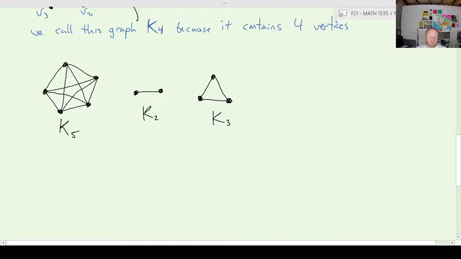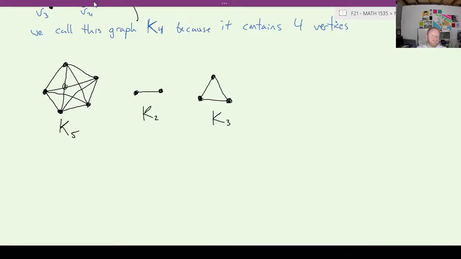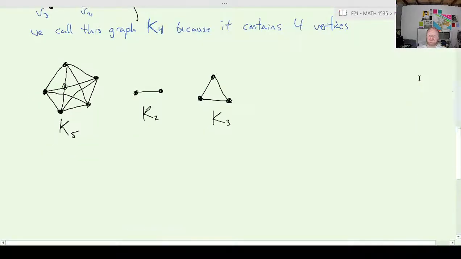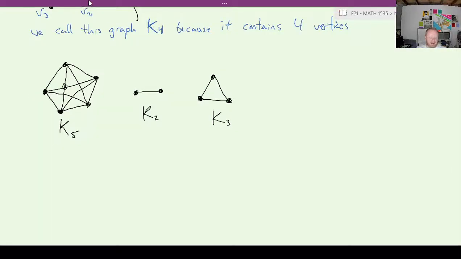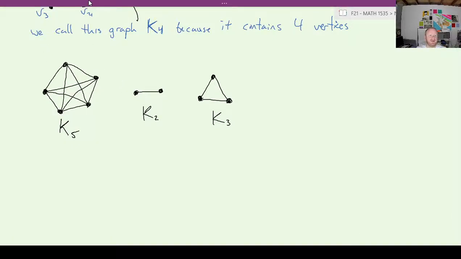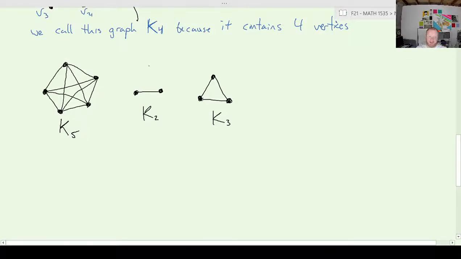I am not counting connections like I showed there as vertices in this graph. Only these dots that I've made here count as vertices. So we'll talk about how to undo those.